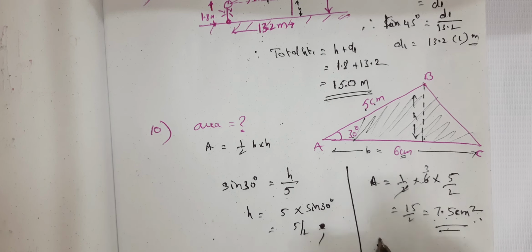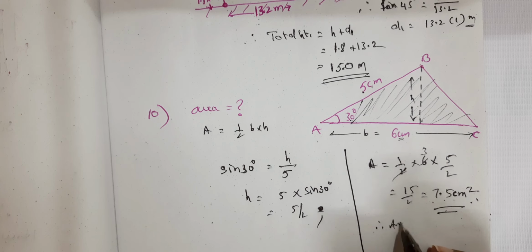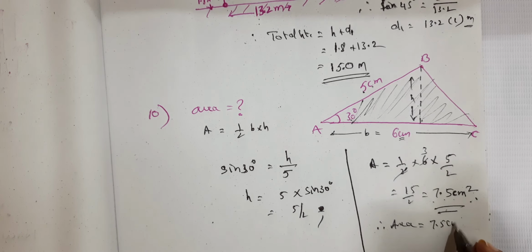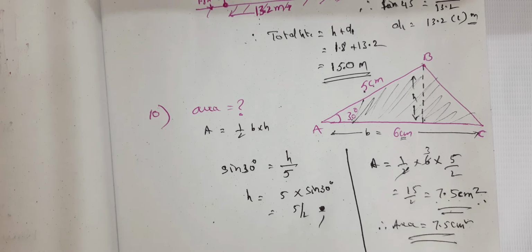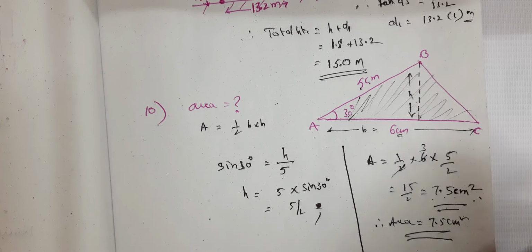So how should you write for board examination? Therefore, area is equal to 7.5 centimeter square. Right? So you are done with the problem as well as the exercise.